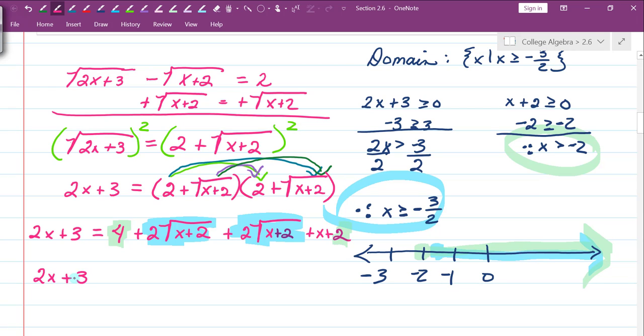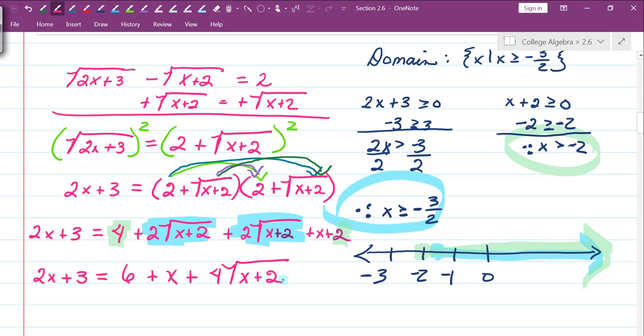Now we're going to add the 4 and the 2, which gives me 6. Now I'm going to add the x, so it's going to be plus x, and then I'm going to add the 2 on the square root of x plus 2 plus 2 on the square root of x plus 2, and that is going to give me 4 on the square root of x plus 2. Okay, all like terms have been combined.